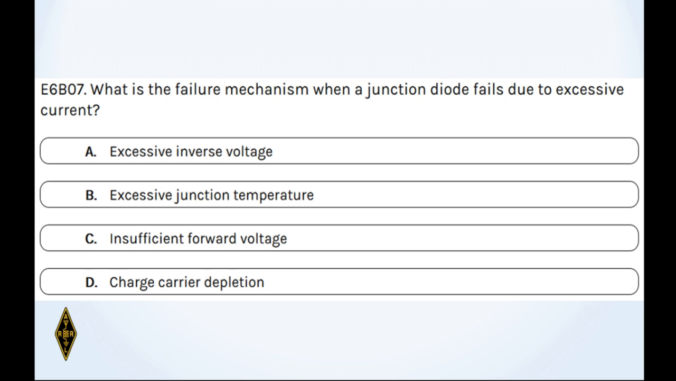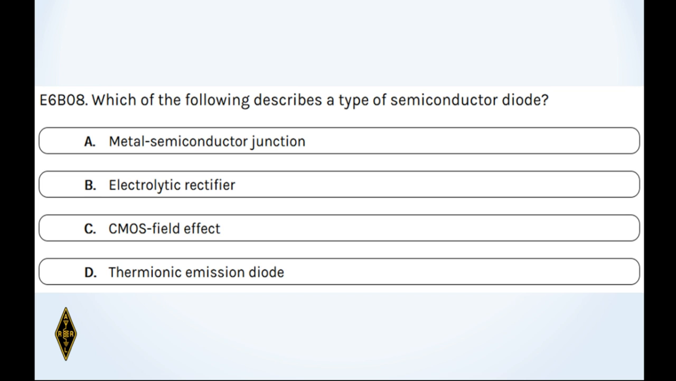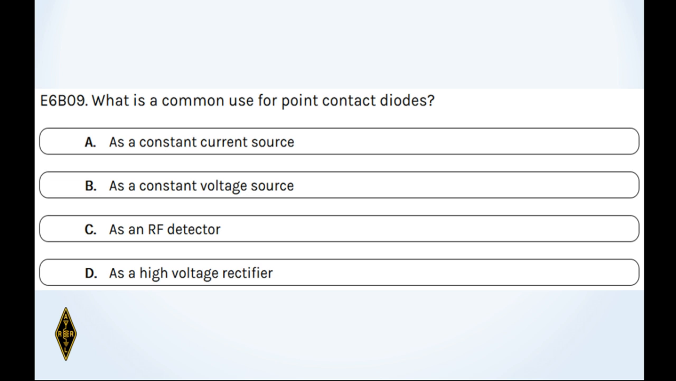And what is the failure mechanism when a junction diode fails due to excessive current? You let the smoke out through excessive junction temperature. And which of the following describes a type of semiconductor diode? A metal semiconductor junction is one type, a Schottky type. And what is a common use for point contact diodes? The 1N34? That's an RF detector, the most common RF detector diode.